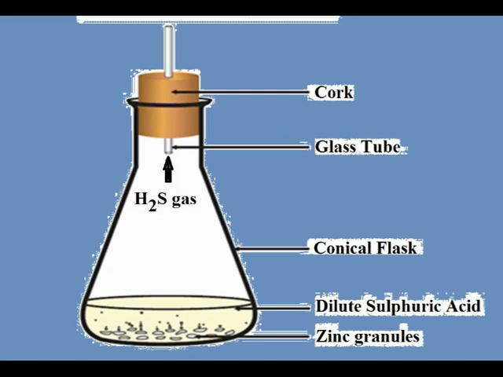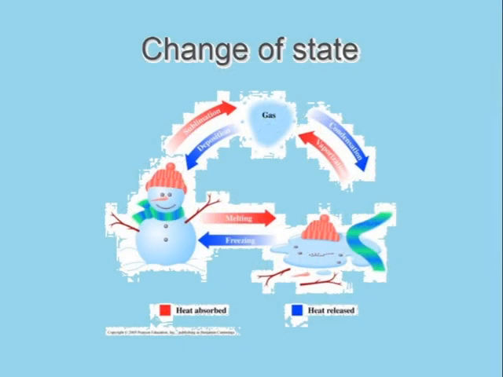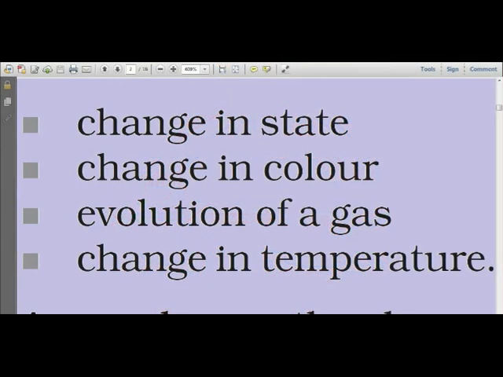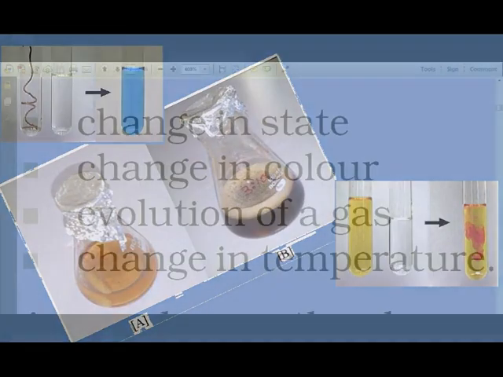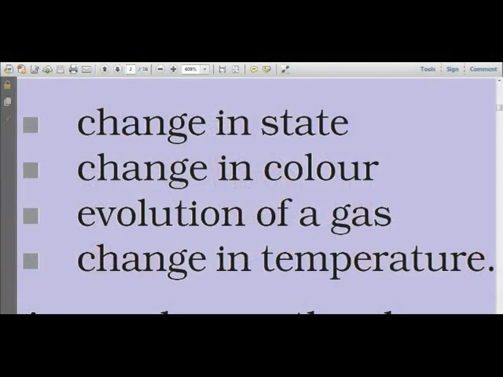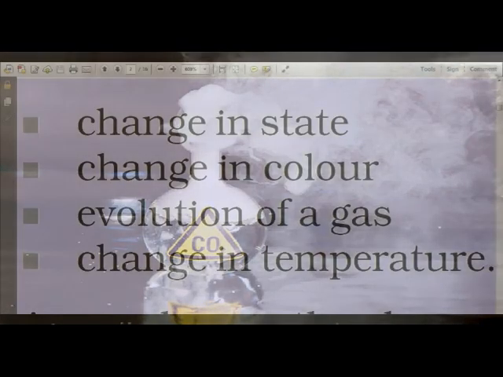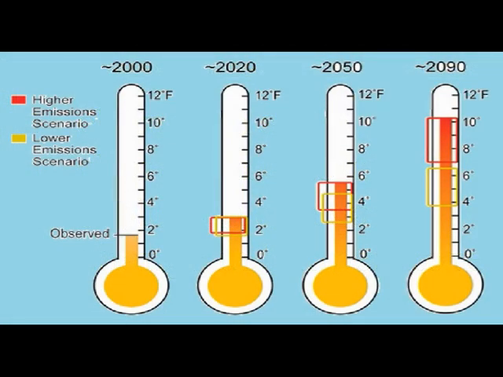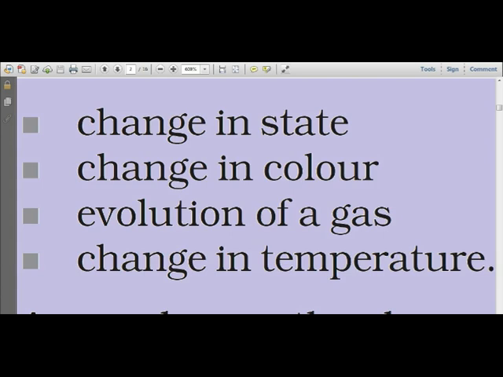From the above 3 activities, we can say that any of the following 4 observations: change in state, change in color, evolution of a gas, change in temperature helps us to determine whether a chemical reaction has taken place. Thus, a chemical reaction is a process of interaction between chemical substances in which there is change of state, change of color, change in temperature, and evolution of gas.